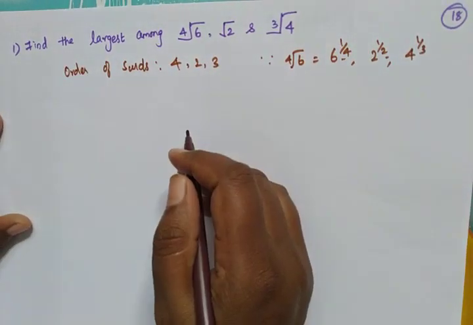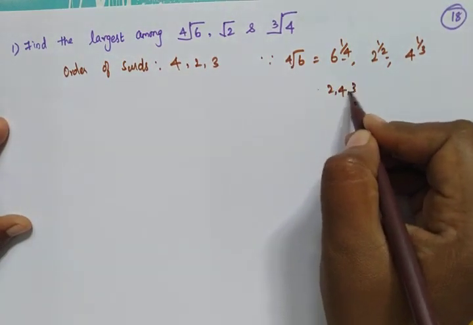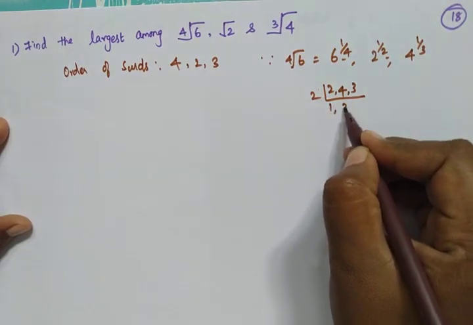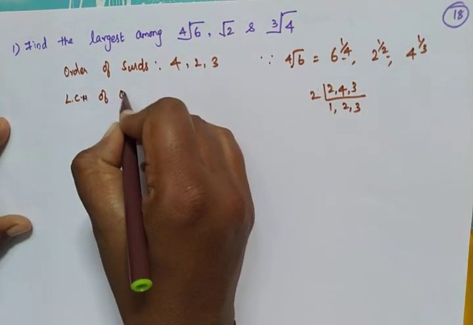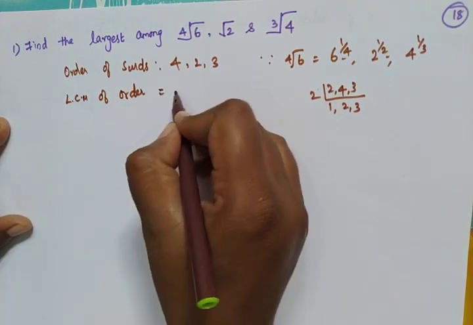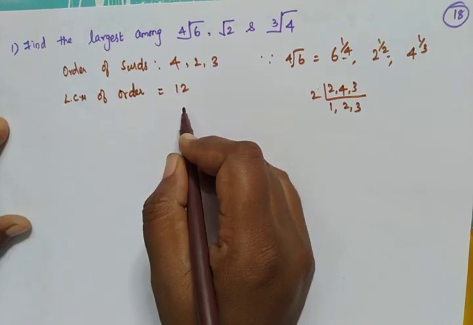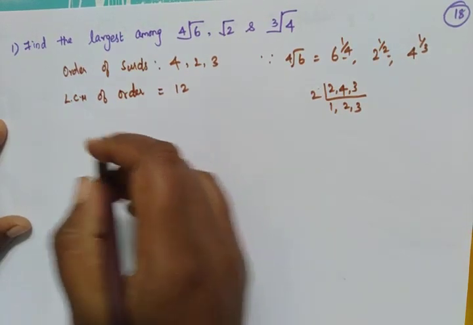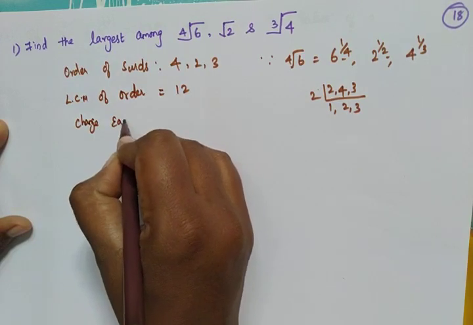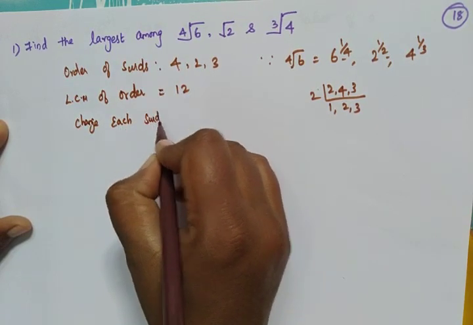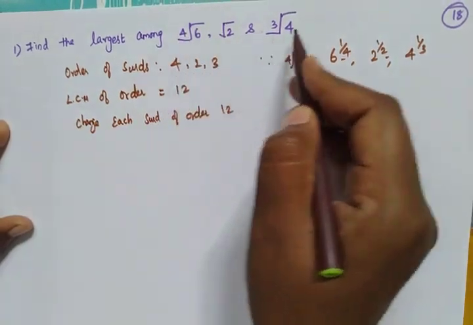So what we have to do is take the LCM of these orders. Take the LCM of 2, 4, 3 so that we will get 2 into 3 into 2. The LCM of these orders is equal to 12. 2 threes are 6, 2 sixes are 12. So this is the LCM of the surds. Now we have to change each surd to order 12. Change every surd's order to 12.